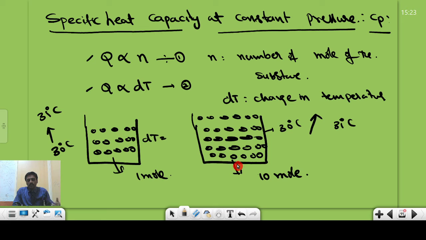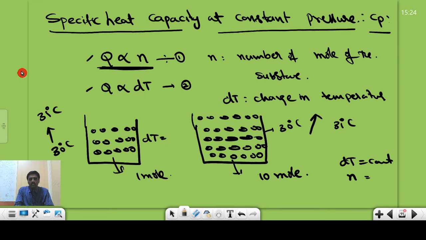Now we increase the substance temperature by only 1 degree Celsius, but the first substance has 1 mole, while the second substance contains 10 moles. That means if delta T is constant but the number of moles is not constant, then if more moles of substance are available, we need to supply a larger amount of heat energy. That is what the first condition says: the heat energy supplied to the system is directly proportional to the number of moles contained in the substance. Q is directly proportional to the number of moles contained in the substance.